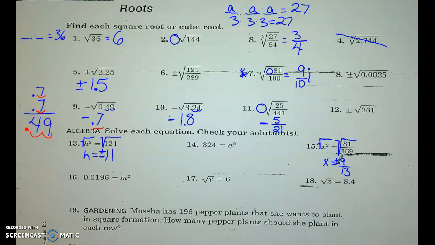Looking at number 17, we have the square root of y equals 6. Okay, the inverse of square root is to square it. So I'm going to take that and put it to the second power. I'm going to take this and put it to the second power. Square root of y times square root of y leaves me with y equals 6 squared, which gives me 36.